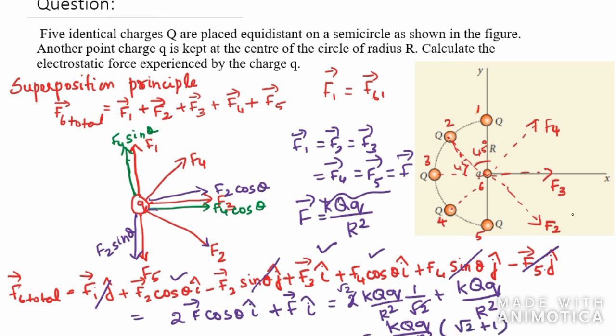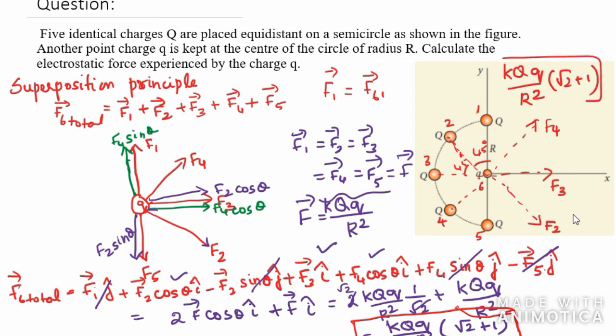So this is the answer. This is the total force. The total force is given by K Q Q by R square into root 2 plus 1. So again I will write the answer here: the answer is K Q Q by R square into root 2 plus 1. This is the total force.